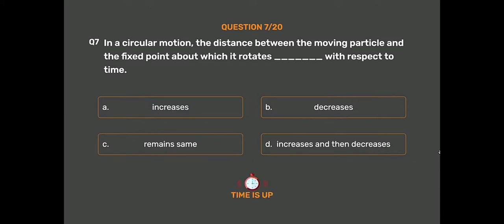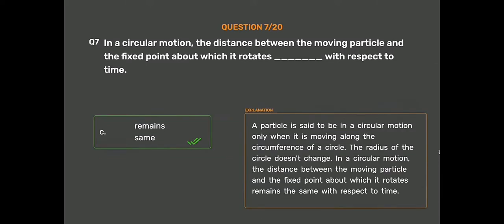The correct answer is option C. Remains same. A particle is said to be in a circular motion only when it is moving along the circumference of a circle. The radius of the circle doesn't change. In a circular motion, the distance between the moving particle and the fixed point about which it rotates remains the same with respect to time.